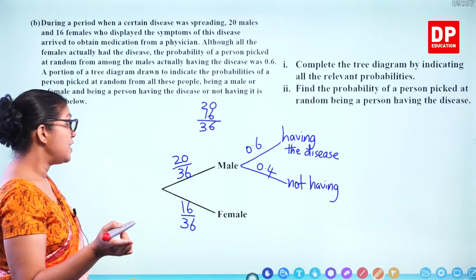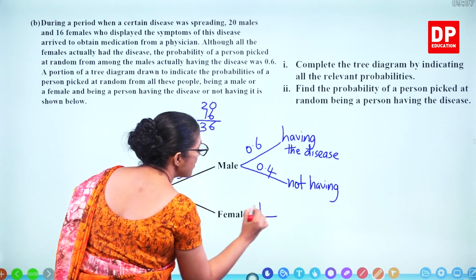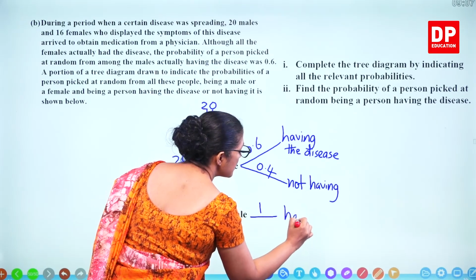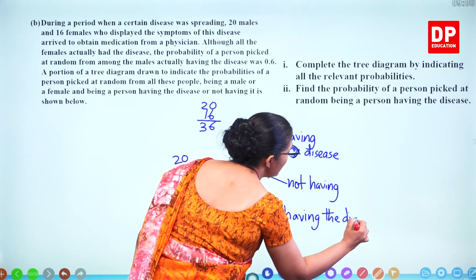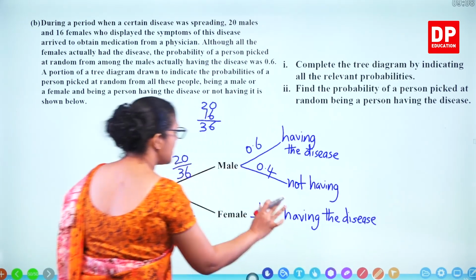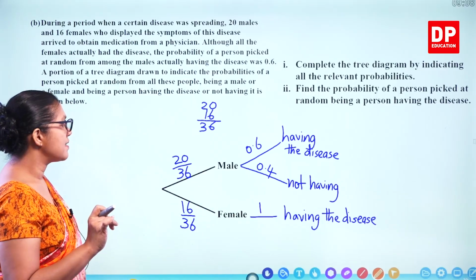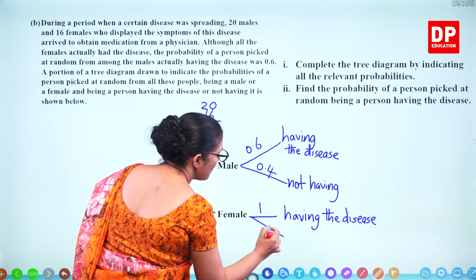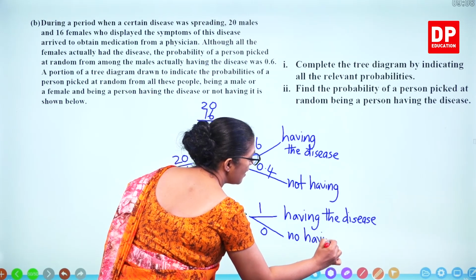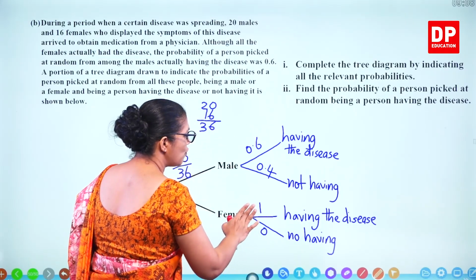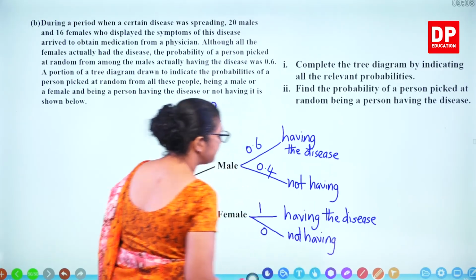But it says when it takes females, all are having it, 100%. So 1, having the disease. Here you don't need to draw this because it says all females are having this disease. If you are drawing the other one, that should be 0, not having. This is not important because you get full marks without this branch as well, not having.